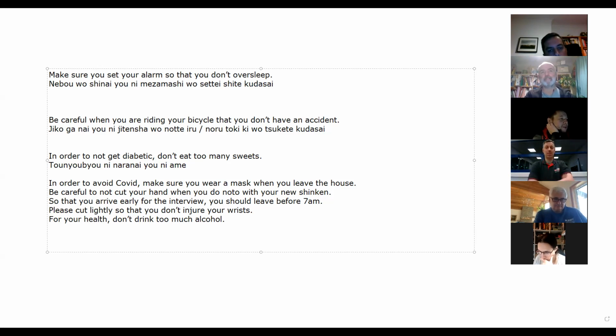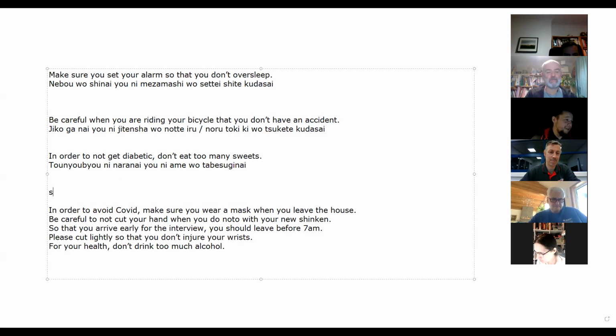Too many. So ame o tabe, don't eat, tabenai? Tabenai is okay, but this means don't eat any sweets. But how would you say don't overeat sweets? Tabesuginai. Good. Sugiru means to do something to excess.